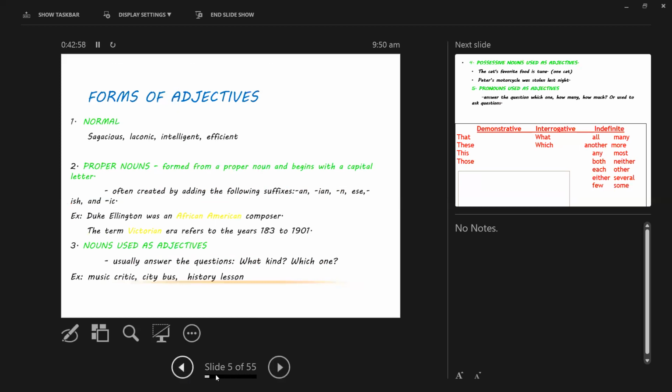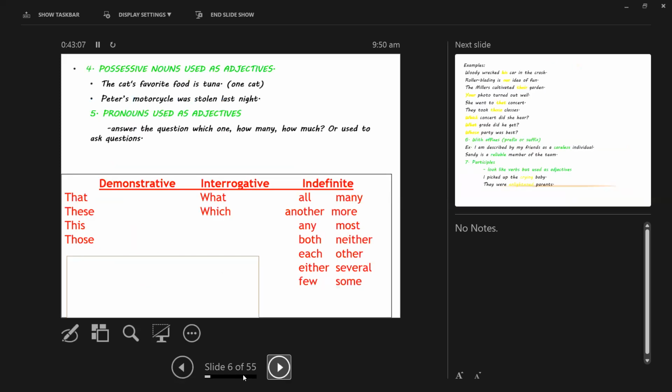Again, forms of adjectives can be normal adjectives, they can be proper nouns, they can be nouns, they can also be possessive nouns. Again, when we say possessive, it's okay if you don't take screenshots of the, oh, because you can see it properly.